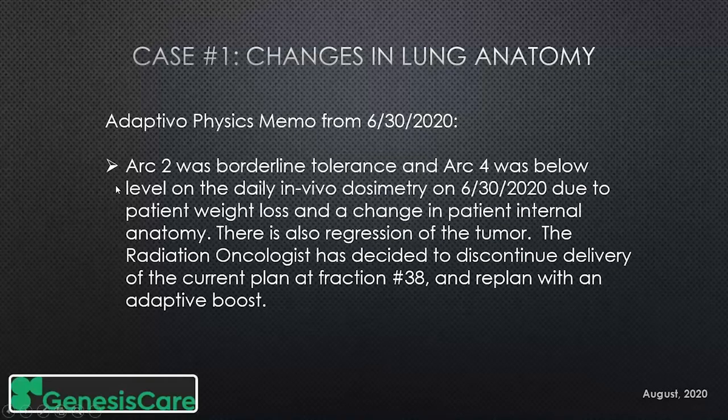This was the memo from my report: arc 2 was borderline tolerance and arc 4 was below level on the daily in vivo dosimetry on June 30th due to patient weight loss and a change in patient internal anatomy. There's also regression of the tumor. The radiation oncologist has decided to discontinue delivery of the current plan at fraction number 38 and replan with an adaptive boost.